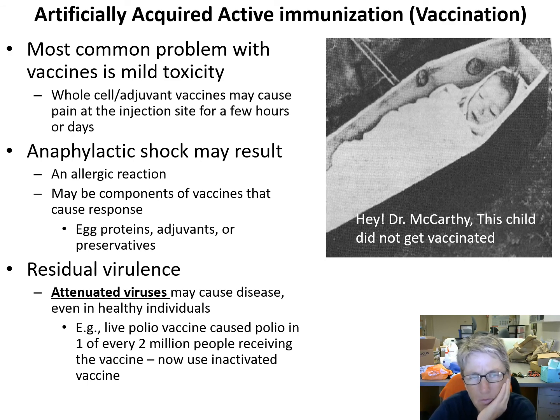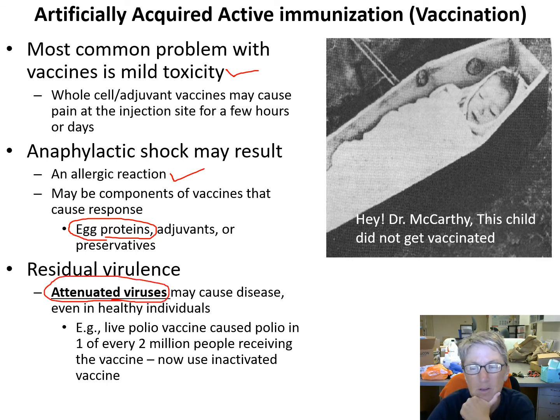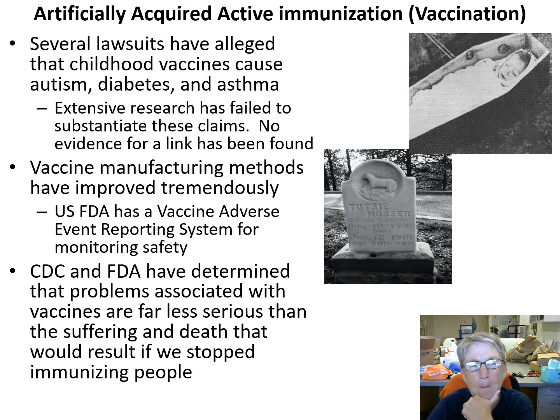Most common problems with vaccines: there's some mild toxicity. You could have an allergic reaction to it, for example, if you're allergic to egg proteins and they made the vaccine in eggs. And then those attenuated viruses we talked about could still cause disease. And then I say here, hey, Dr. Jenny McCarthy, this child did not get vaccinated. So this looks like an old-timey casket from the early 1900s from a kid who didn't get vaccinated.